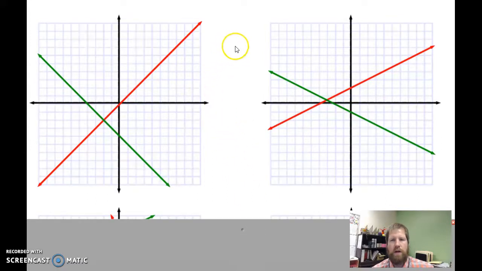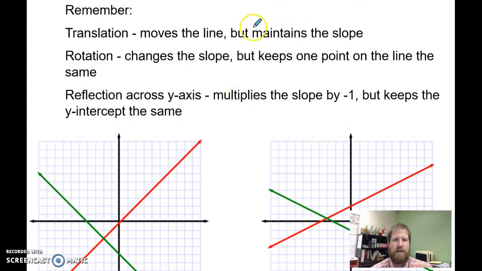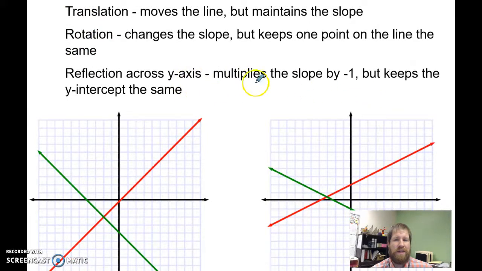Our original lines are going to be the red line, and they're going to get moved. They will have undergone transformations to become the green line. Again, the things you want to remember: if it's not in the same place on the y-axis, it's probably been translated. If the slope is different but not just a negative of the original, it must have been rotated. And if the slope is the same but it's just a negative of what it was, then it's probably been reflected.